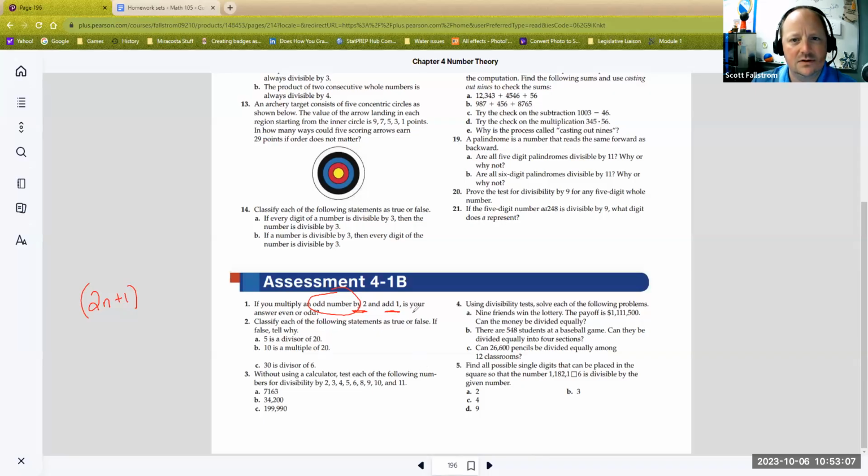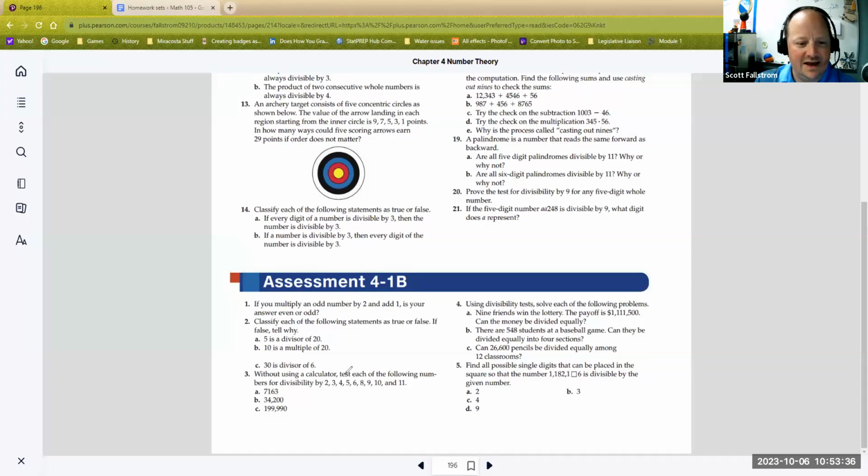Okay, so let's see here. What else do we have here? Classify statements as true or false. 5 is a divisor. So these are just factual statements. You have to tell whether it's true or false. Thinking about the terminology, multiple, divisor. They don't have one on factor, but here the word divisor and the word factor are interchangeable. So you might see your textbook say that 5 is a factor of 20.